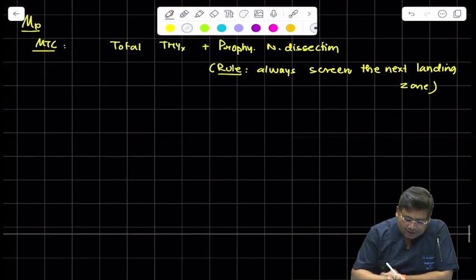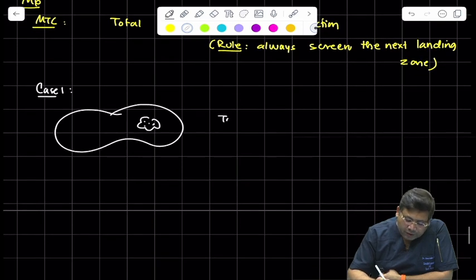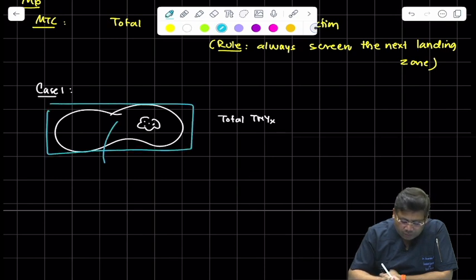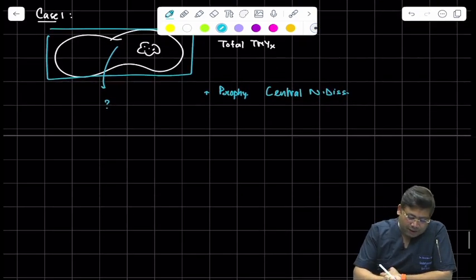Anyways, let us understand. So case number 1, what is case number 1? When you have the tumor in the gland, at least you would have done what? Total thyroidectomy, ये तो करोगे ही करोगे, and along with that, if you have to do something, yes, you will screen the next landing zone, and therefore you will go for prophylactic central neck dissection. This is very important. So what is the management? Total thyroidectomy plus prophylactic central neck dissection.